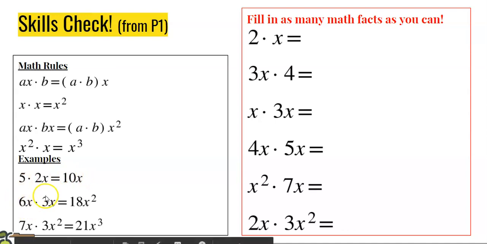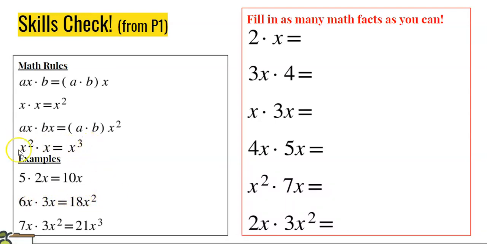Or in the case of 6x times 3x, where they both have x's, you still do number by number. 6 times 3 is 18, x times x. A really important rule that we learned: x times x is always x squared, no matter what number's in front of it. So number by number 18, variable by variable x squared, 6x times 3x is 18x squared.